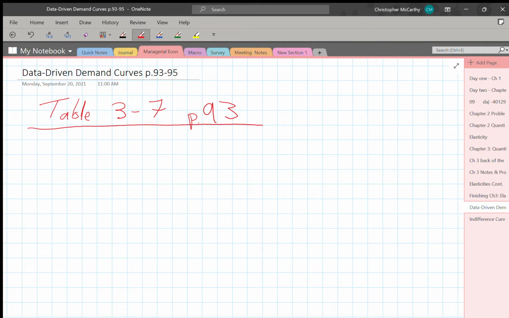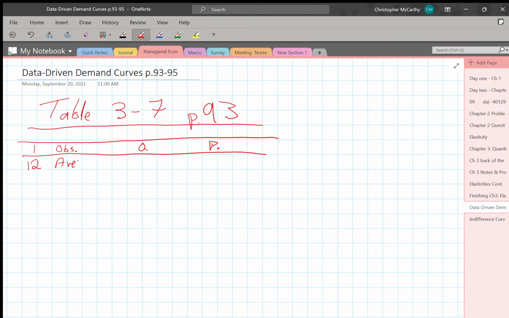And we're given some information at the top, and it really doesn't matter, right? So we're given what are called, at the very top of it, rows 1 and 12 in this table, because it corresponds to an Excel. In row 1, we're told the labels, right? So this is observation, this is quantity, and this is price. And then we're given the averages here.